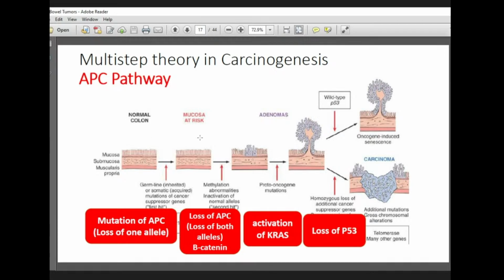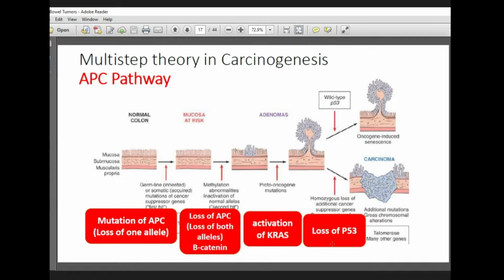Okay, the mucosa is at risk when you have a germline mutation, an inherited mutation in the APC gene. This is the first hit. Then there is methylation abnormality or inactivation of the abnormal allele, like loss of the APC gene in both alleles, acting through beta-catenin. So there is hyperplasia. There are various proto-oncogene mutations, especially activation of the oncogene KRAS, and development of an adenoma.